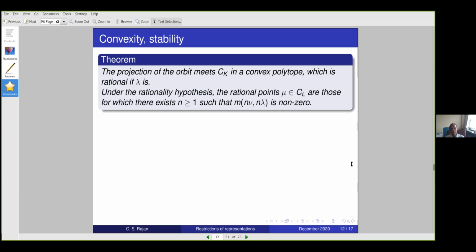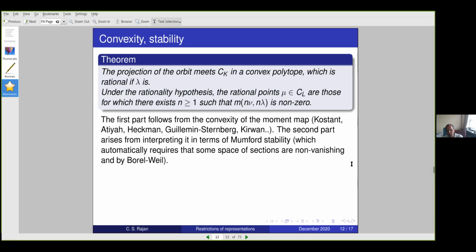And assume the rationality hypothesis: the rational points mu which are in the cone are those for which there exists an integer n greater than or equal to 1 such that the multiplicity m of n nu comma n lambda is non-zero. So nu is a highest weight on K, lambda is a highest weight on K tilde. Sorry, the notation is changing quite a bit. It is m of n mu, n lambda is non-zero.